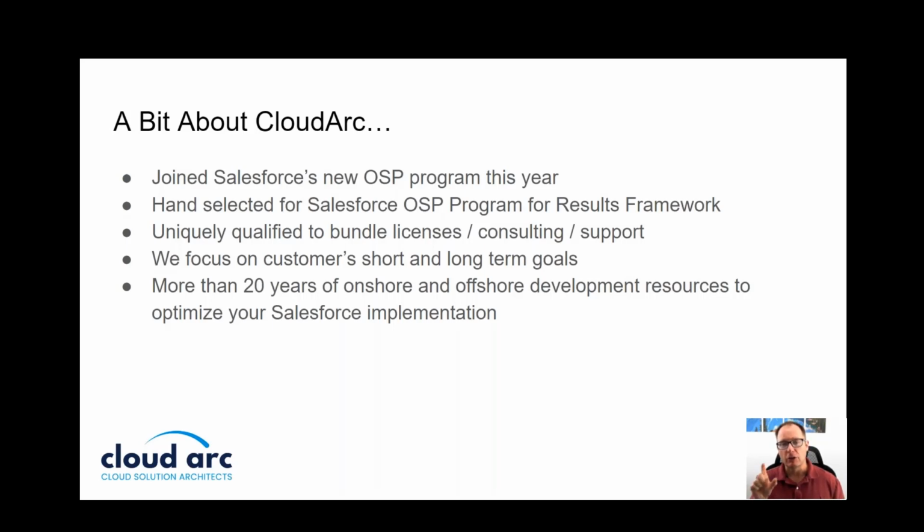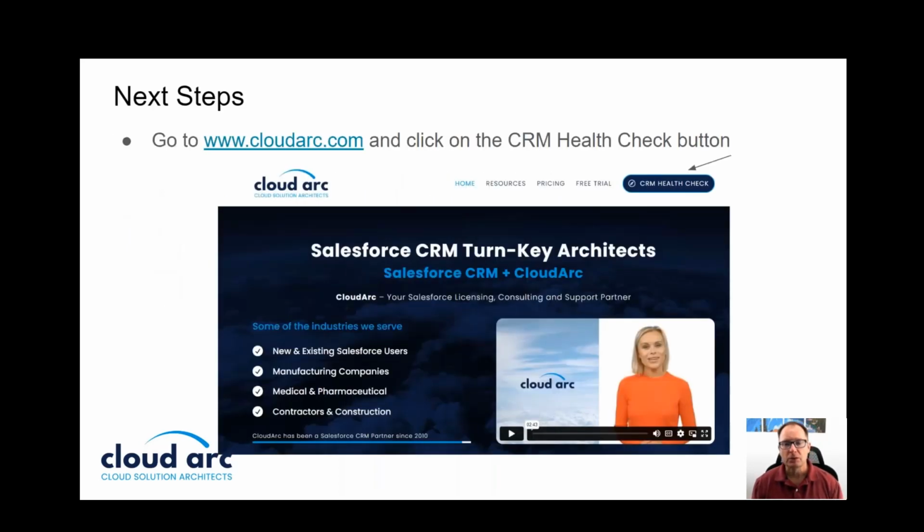Finally, the other reason that clients work with us is when a client chooses to work with us under the OSP program, they no longer have to deal with the direct sales team, which has a completely different set of incentives than what I've just talked about. And finally, we have more than 20 years of onshore architectural experience and offshore development resources to help you optimize your Salesforce. So what's the next step?